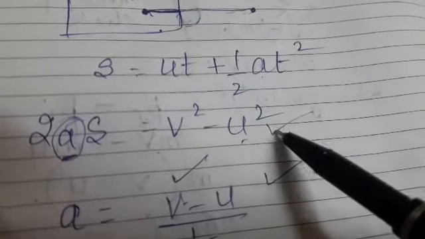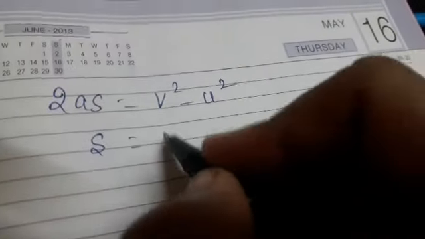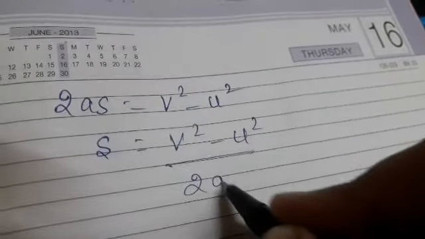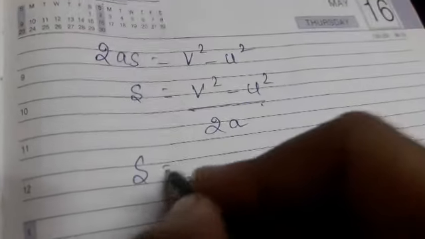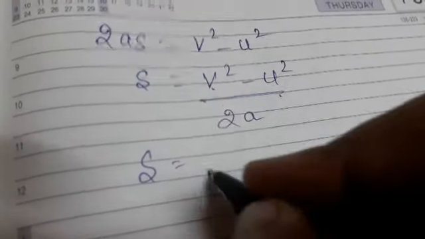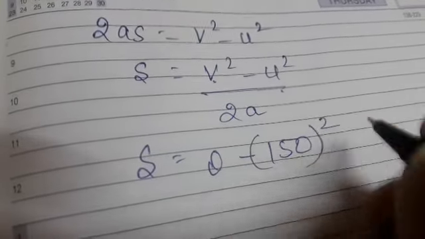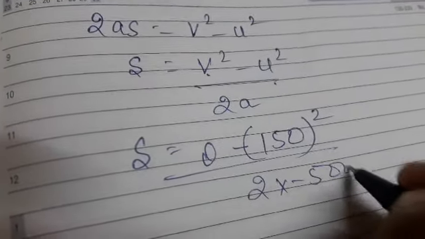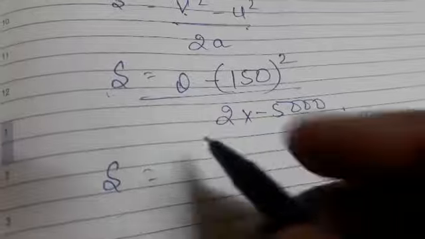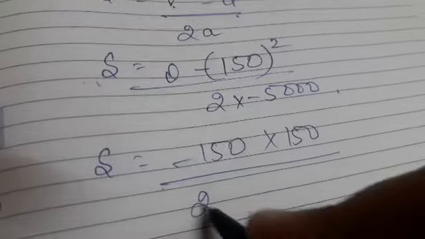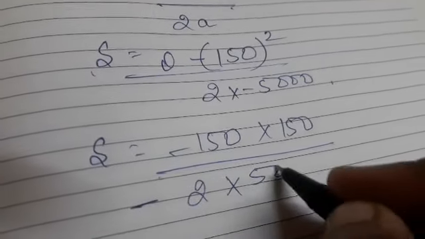Now let us use this value of a in the third equation. So we write 2as = v square minus u square, so s = (v square minus u square) upon 2a. s = (0 minus 150 square) upon 2 into minus 5000. Don't forget the minus sign, because the distance cannot be negative. So minus 150 into 150 upon 2 into minus 5000.